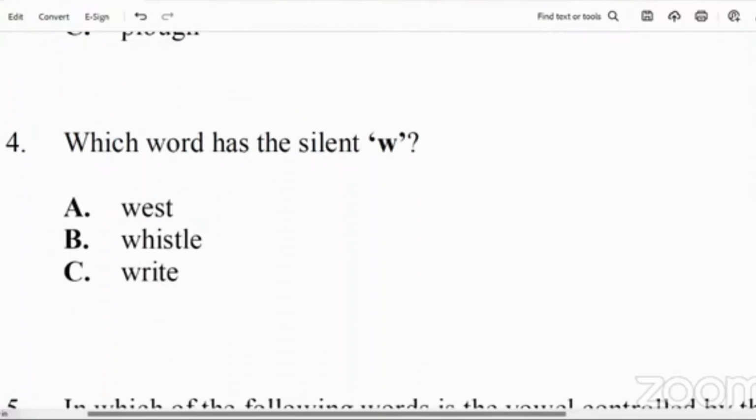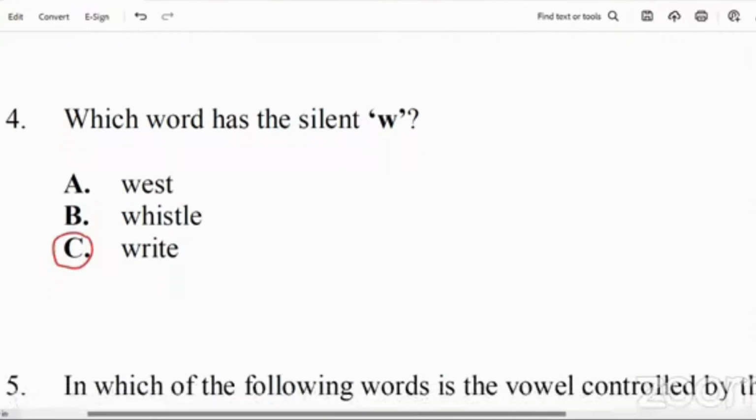All right, question 4. Which word has the silent W? Option A, west, B, whistle, and C, right. Okay, so W is silent before the letter R. So the answer is C, right. The W doesn't make a sound in that word.